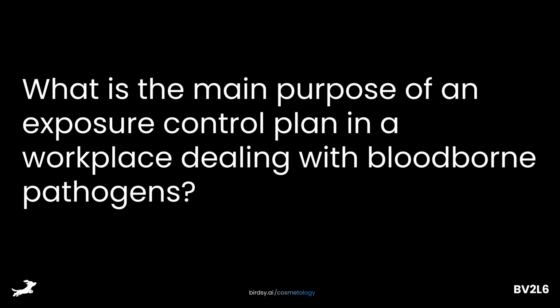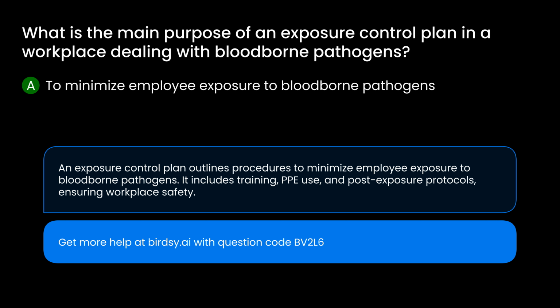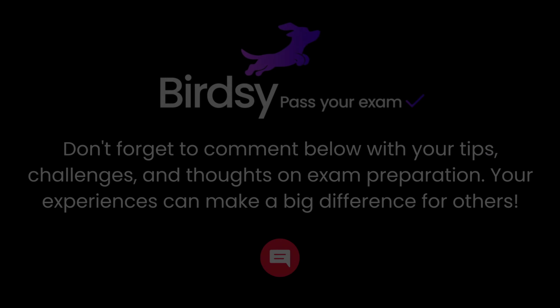What is the main purpose of an exposure control plan in a workplace dealing with bloodborne pathogens? Is it A, to minimize employee exposure to bloodborne pathogens, B, to document workplace accidents, C, to ensure employees receive vaccinations, or D, to provide medical treatment for exposed employees? The answer is A, to minimize employee exposure to bloodborne pathogens. An exposure control plan outlines procedures to minimize employee exposure to bloodborne pathogens. It includes training, PPE use, and post-exposure protocols, ensuring workplace safety.